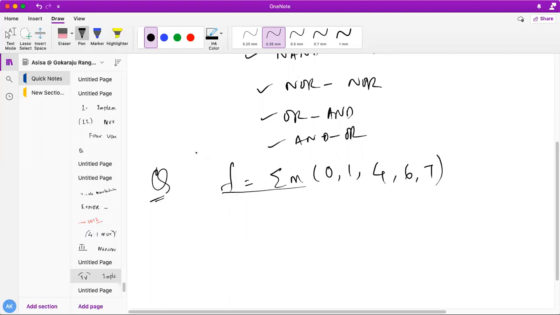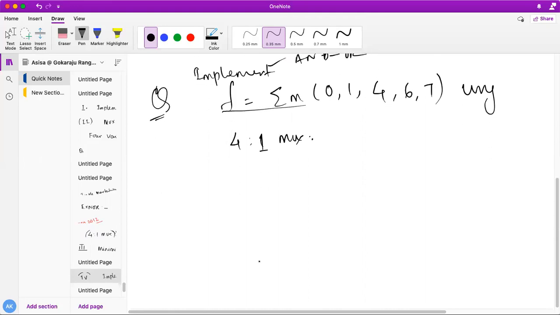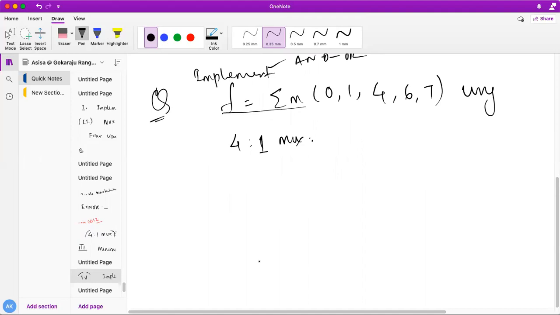The question is to implement the given function using, let's say, a 4 cross 1 mux. So I will be having in my hand only a 4 cross 1 mux. Here, first step, remember students: draw the truth table. If this type of question comes, first draw the truth table.